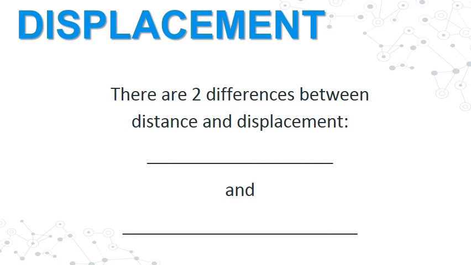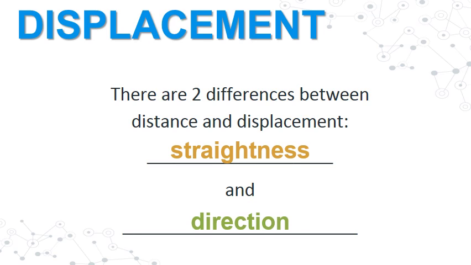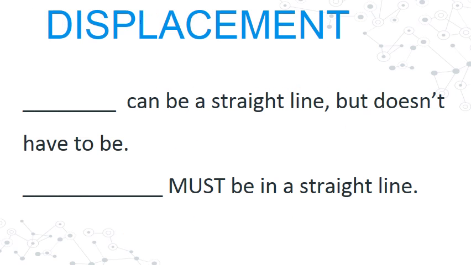So there are two main differences between distance and displacement. One is straightness. Displacement is straight, distance is not necessarily straight, although distance can be straight. And the other is direction. So distance can be a straight line, but it doesn't have to be, whereas displacement must be a straight line. You cannot measure displacement with anything other than a straight line. Otherwise, you're measuring a distance.